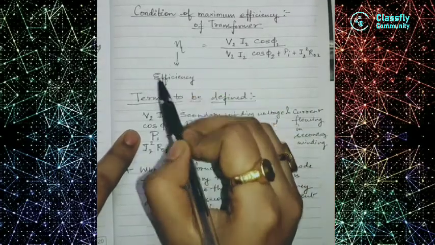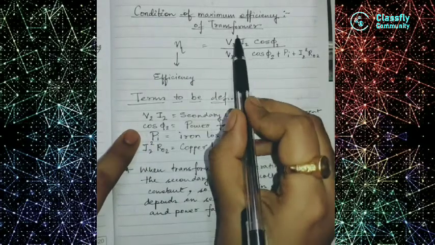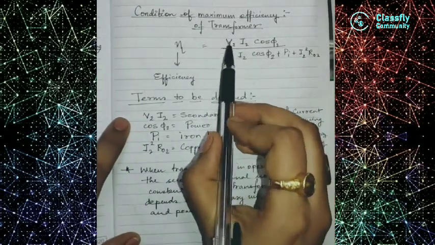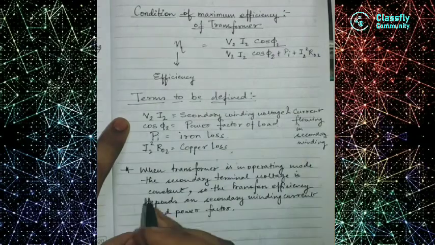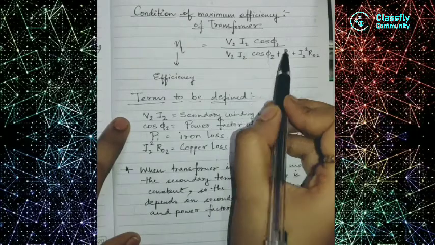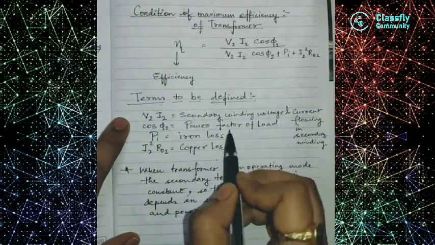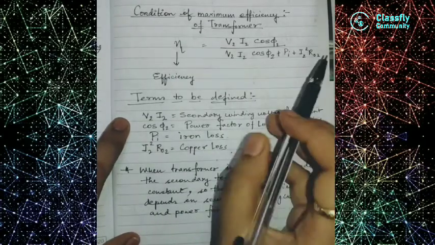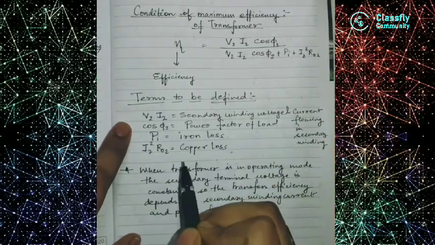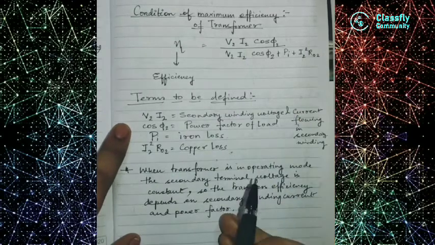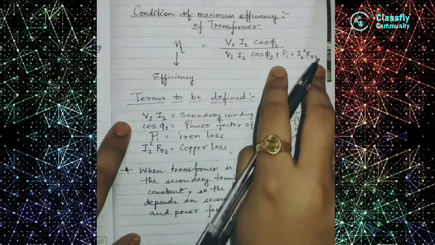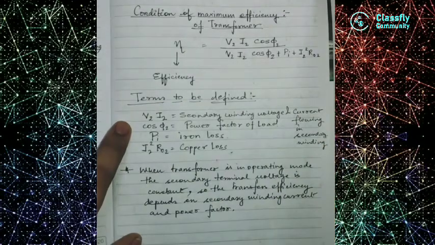So here eta is my efficiency, whereas V2 and I2 are the secondary winding terminal voltage and the current flowing in the secondary winding, and cos phi 2 is the power factor of the load. Now, Pi in terms of transformer means iron losses, whereas I2 square R02 refers to the copper losses. These two are the losses of the transformer.